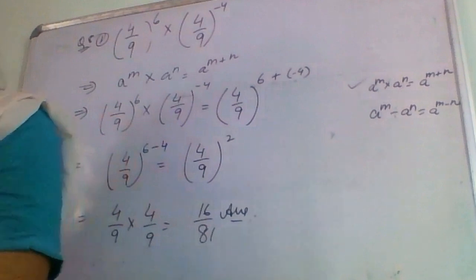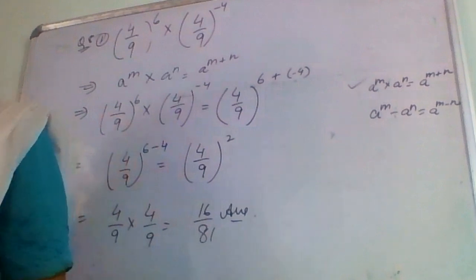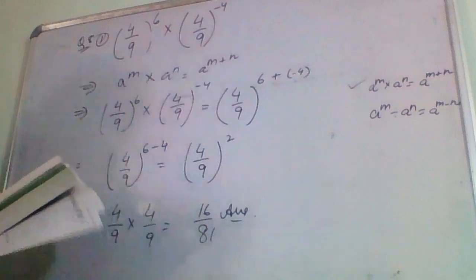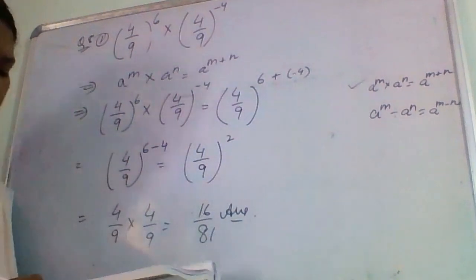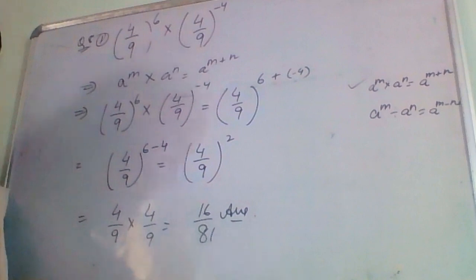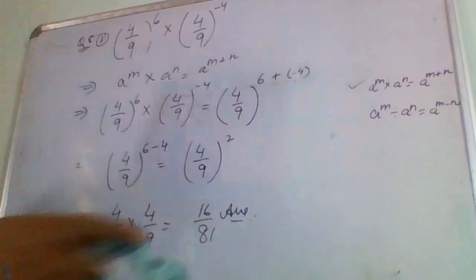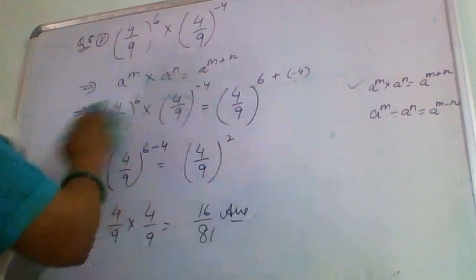So all the question number 8 is similar. Just in the second one, minus 3 plus 2 will become minus 1. So you have to take the reciprocal of the term. I can do it like here only.